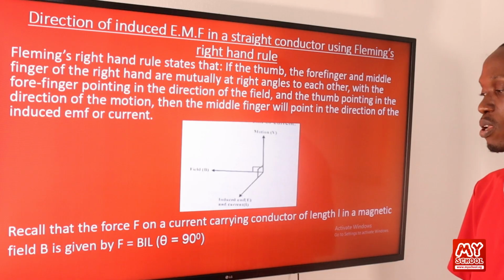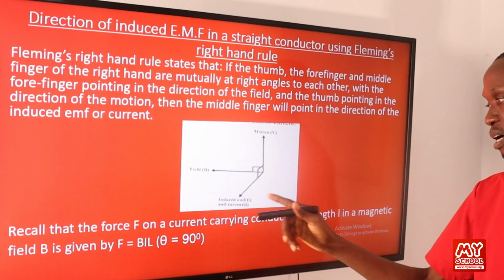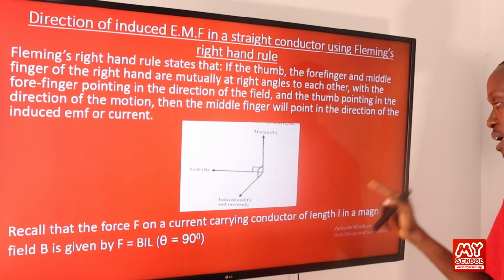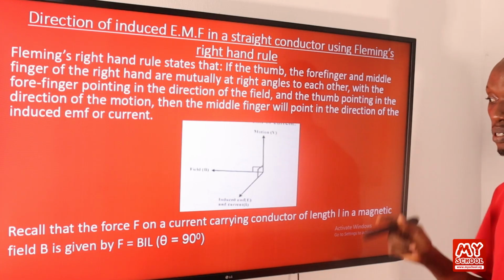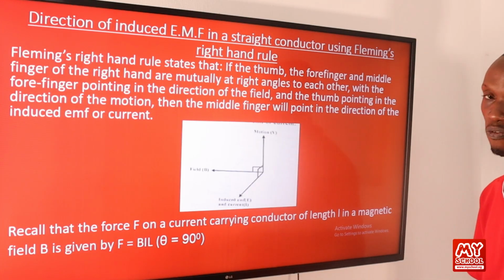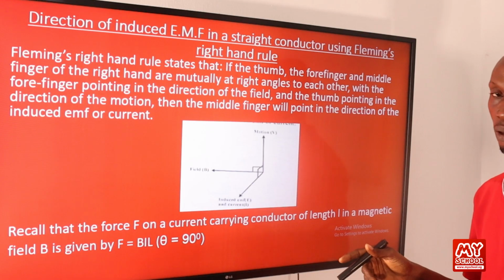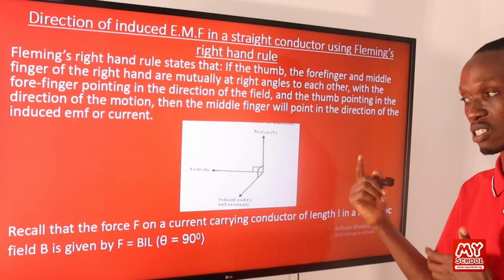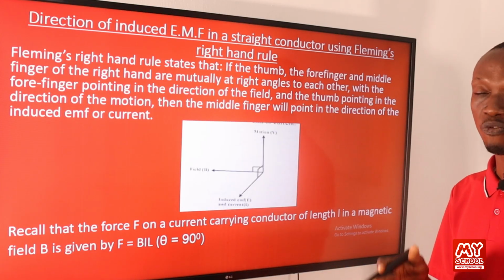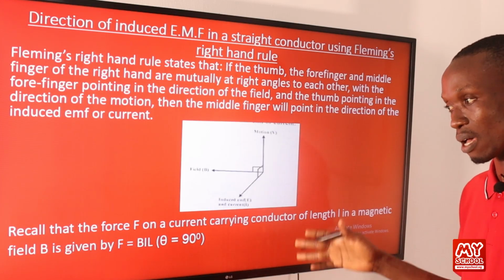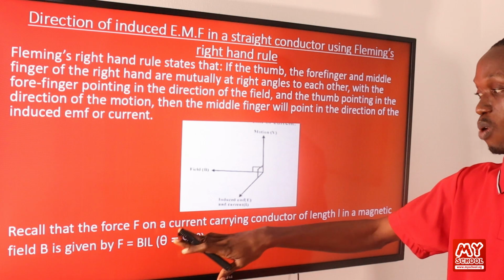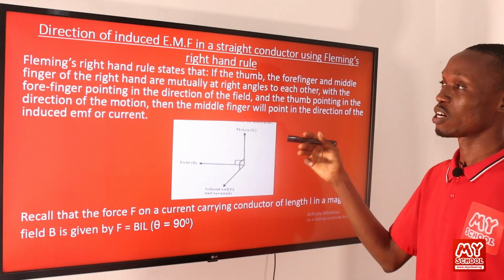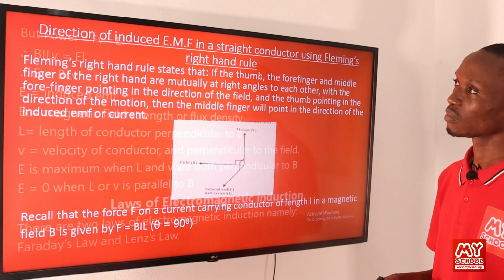So record that the force on a current carrying conductor of length L in a magnetic field B is given by F equals BIL. Of course we have sine theta, but when theta is equal to 90 degrees, then we have F equals BIL. So that's exactly what you are seeing on the screen. So let's move to the next slide.